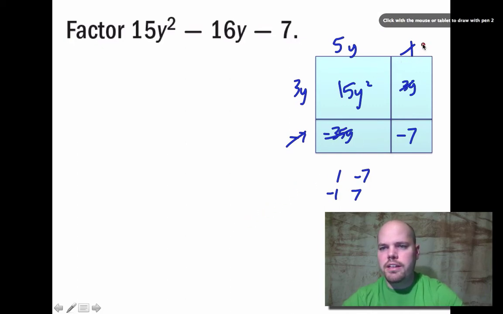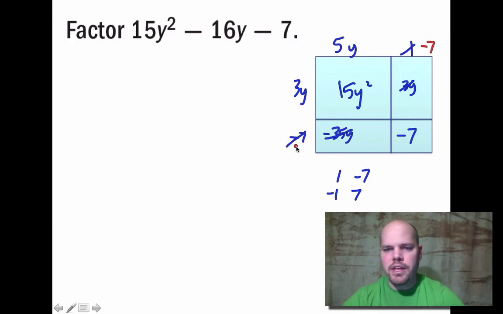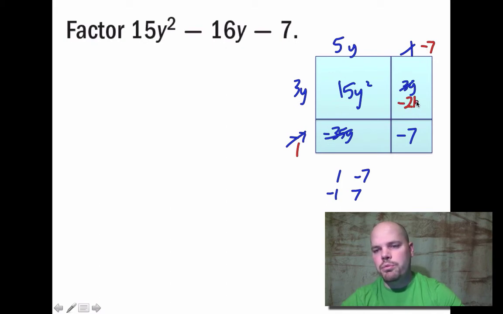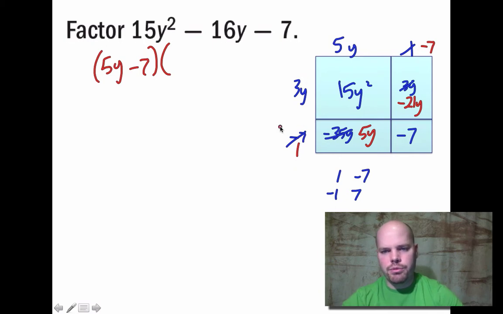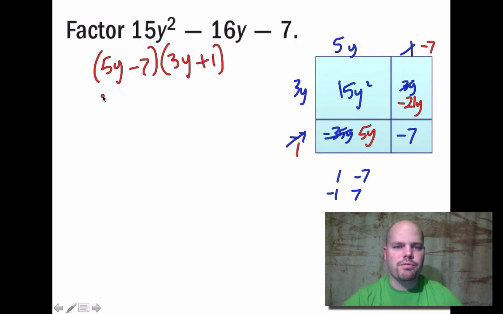Let's try the negative 7 here and the 1 here. So switch spots. So 3y times negative 7, that's going to give us negative 21y. And down here, 5y times 1, so that's 5y. Now, 5y and negative 21y, that's what we needed, negative 16y. So this is the factor. So it's 5y minus 7, and then 3y plus 1. So that is factored from this.